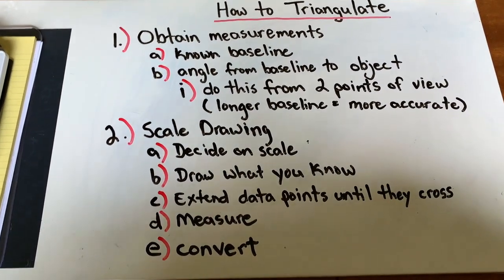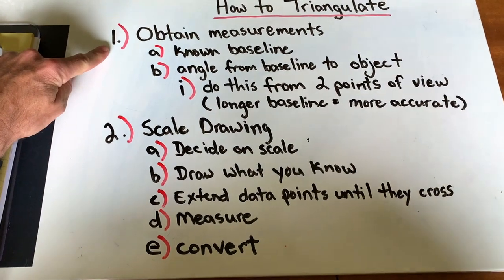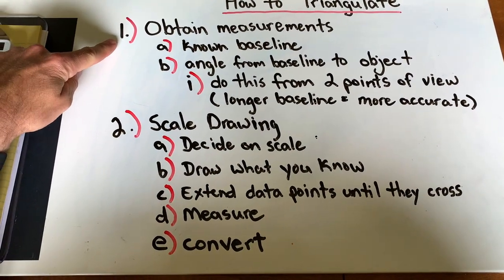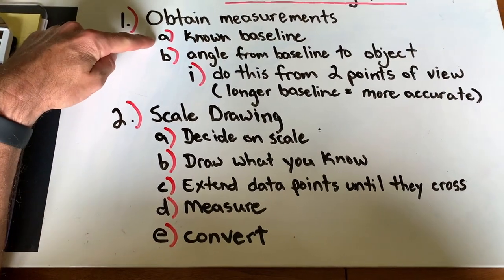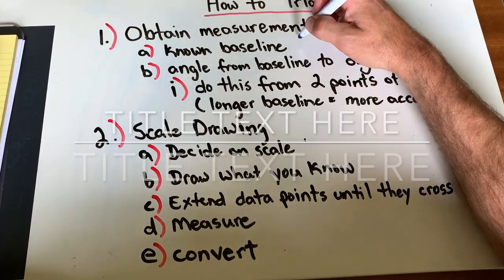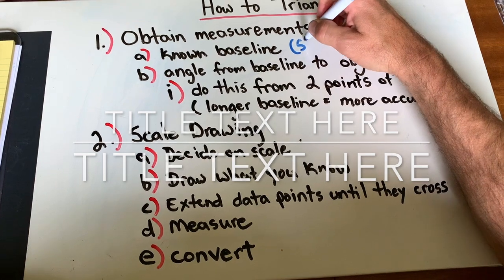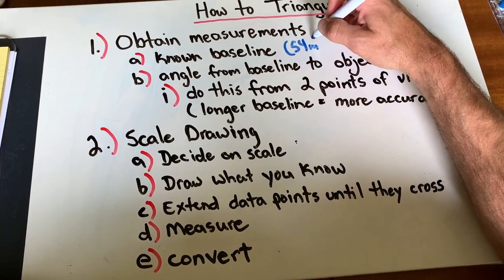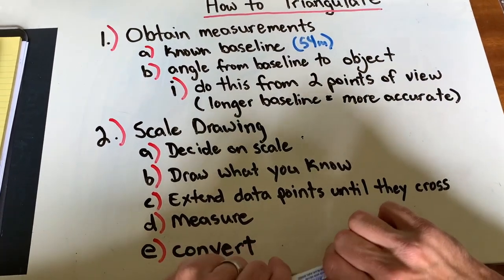What we were just doing outside was number 1, obtain measurements. So what measurements did we get? Well, first of all, there was a known baseline. My baseline was 54 meters. How did I know that? Well, actually, I used a trundle wheel to measure it.